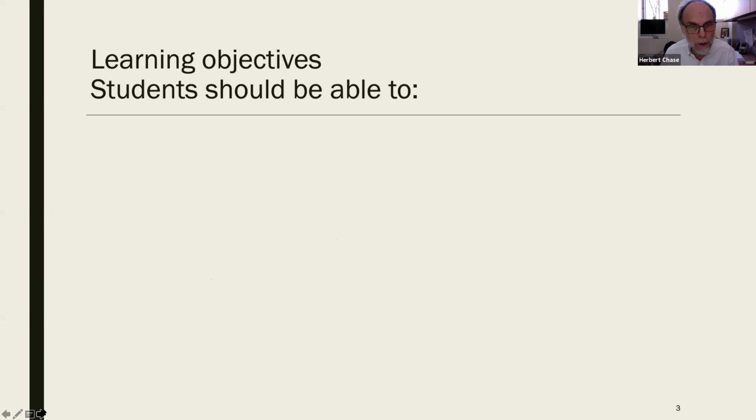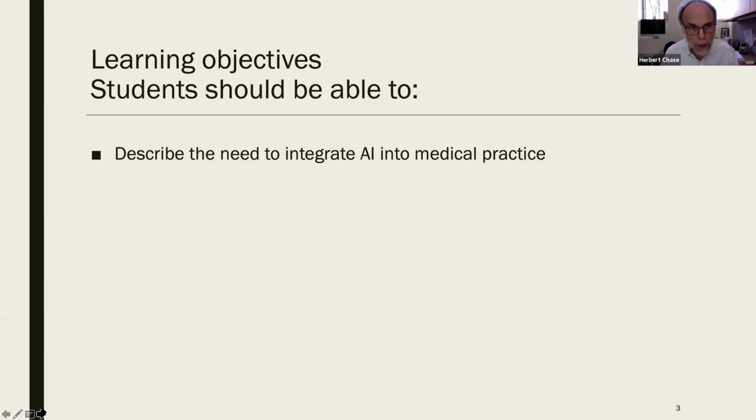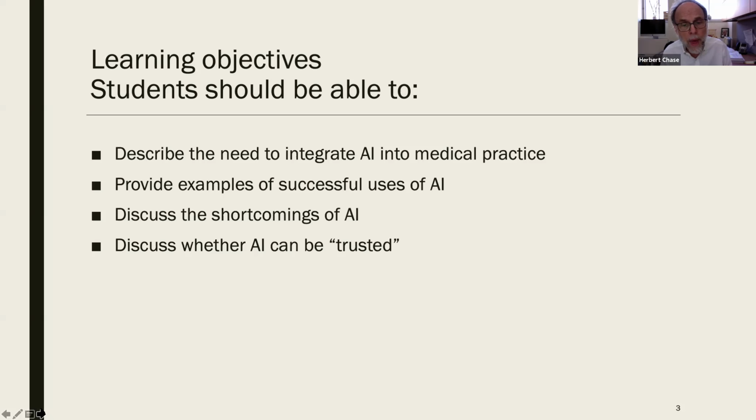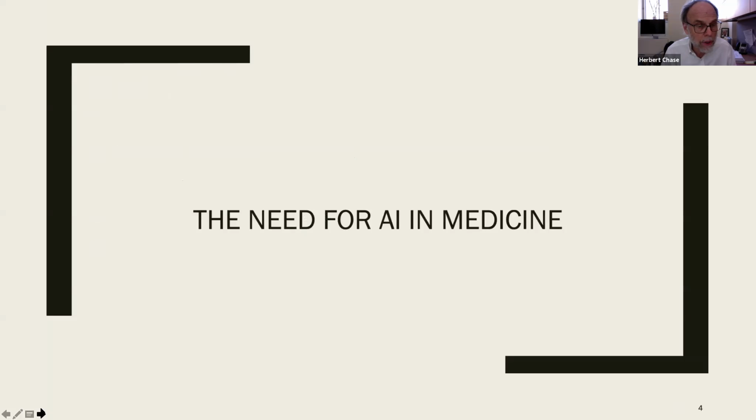I think it's always helpful to look at today's goals. We have 3 learning objectives. First, after this lecture, you should be able to describe the need to integrate AI into medical practice. I mean, how well are we doing as clinicians, and how much better could we do if we had AI? I think you should be able to provide some examples of successful use. I think you should be able to discuss the shortcomings of AI, which we'll go into some detail. And then I think at the end of this talk, you should be able to have a discussion, at least. You may not be able to answer the question, as whether AI in its current form can be trusted. And we'll talk a little bit about trust later on in this talk.